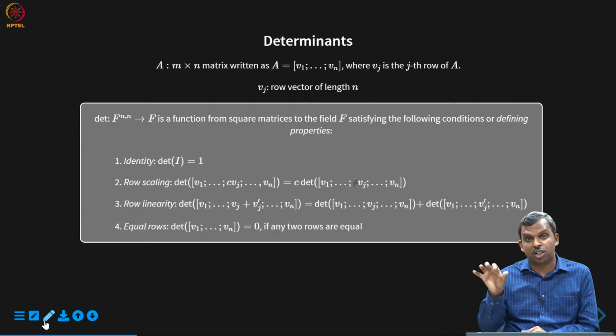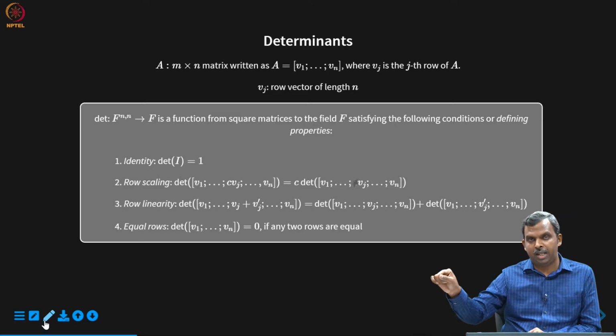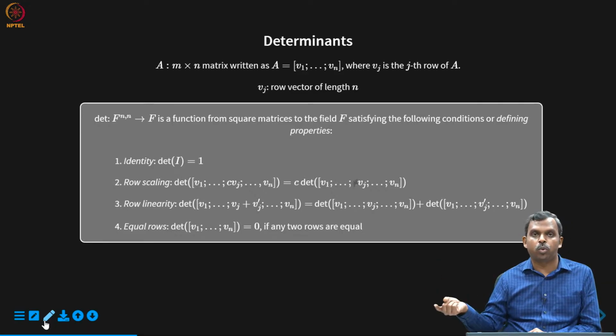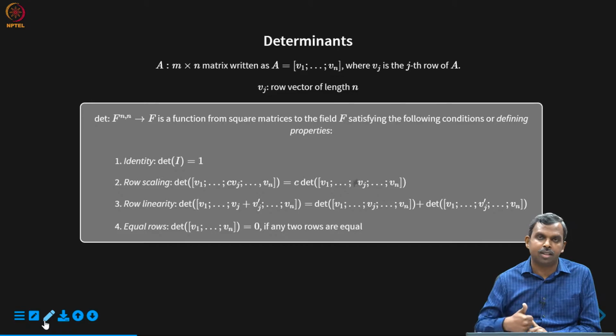So I have the original matrix v1, v2, vn. I scale the jth row by C, and then I evaluate this function, the determinant. What should I get? I should get C times the determinant of the original matrix. So that's one of the properties that this function should have.